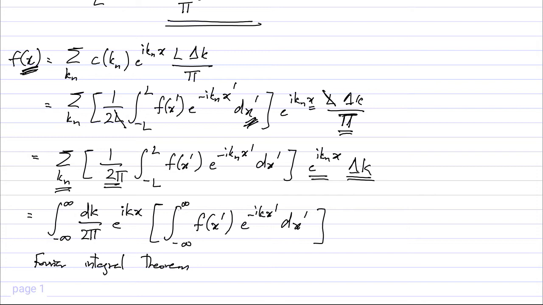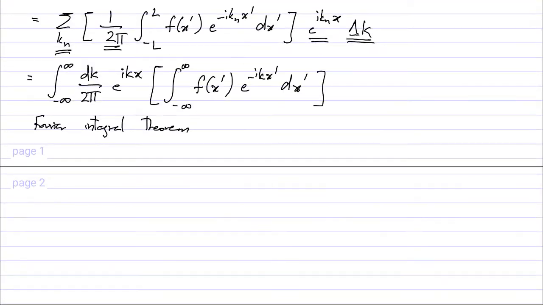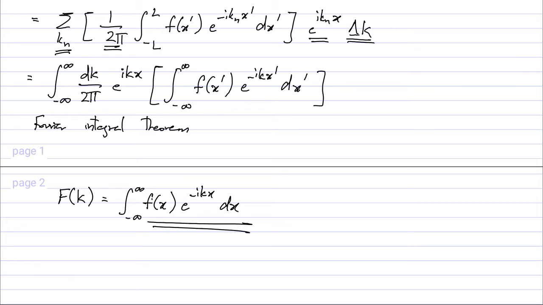This relates the integral of f of x to the original function. Just to see that clearly, let me define a new notation. Let me define capital F of k as the integral of f of x e raised to minus i k x dx. I'm not putting prime because the integral over here is over x. It could be over x prime, it could be anything. The result will be a function of k.